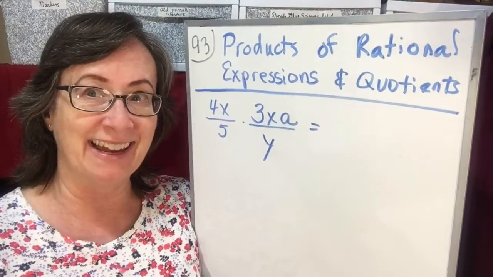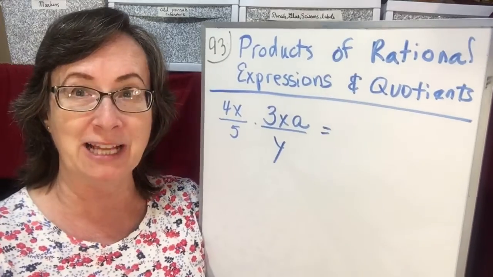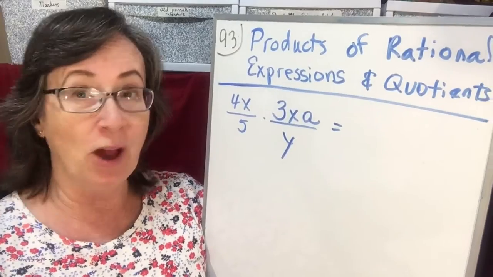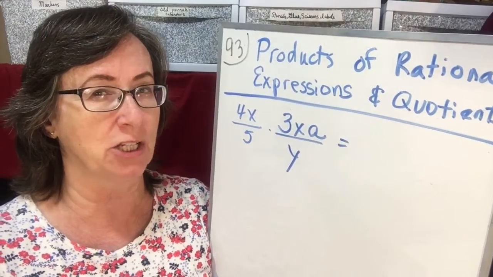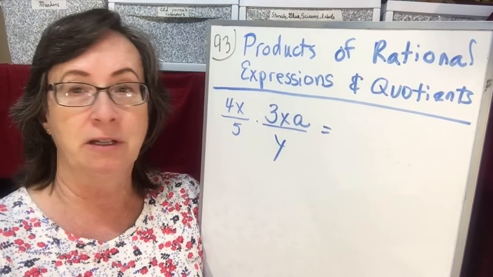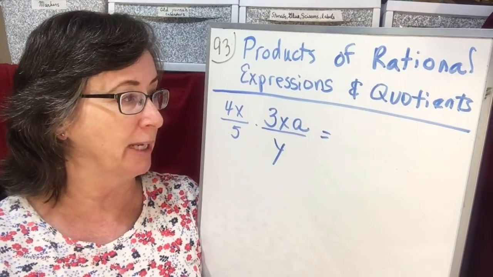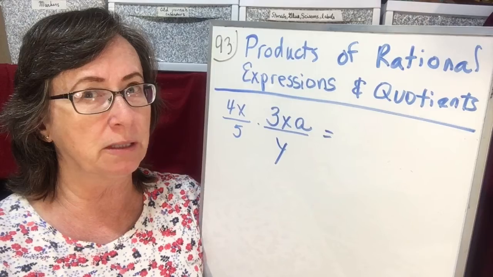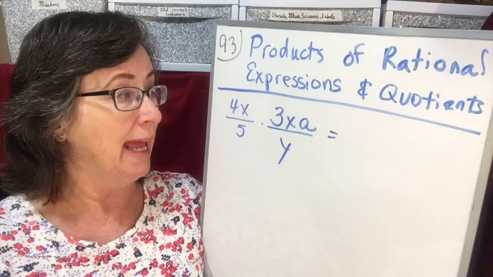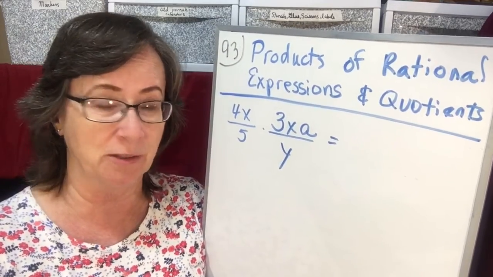Today we're on lesson 93 in our Saxon Orange book, and we're talking about products of rational expressions, and then we're going to talk about quotients also. So we know that a rational expression is simply a fraction that is made up of polynomial expressions on the top and the bottom, on the numerator and the denominator. Now remember, a polynomial expression could be one term, two terms, or more terms. And rational expressions are fractions made up of polynomials.